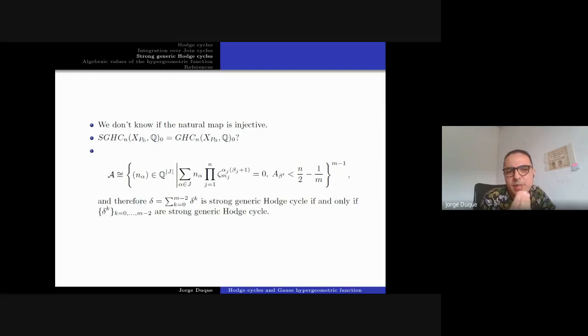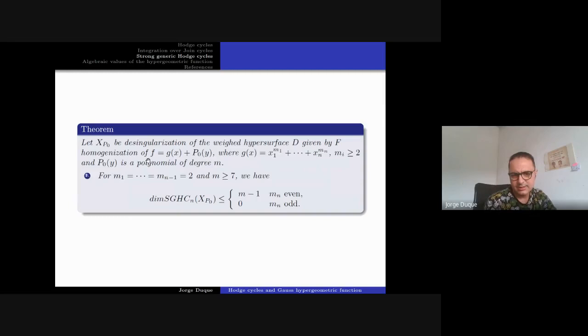Let's see it again. We have the theorem: take X_P0 to be the singularization of the weighted hypersurface D given by the homogenization of F equals J plus P0, where J is the Fermat polynomial and P0 is a polynomial of degree m. For this exponent r equal to 2 and m greater or equal to 7, we have that the dimension of the strong generic Hodge cycle is less than or equal to m minus 1 when n is even, or 0 in the other case.